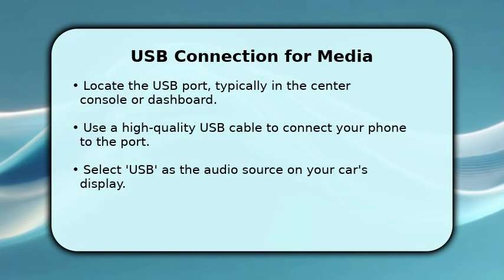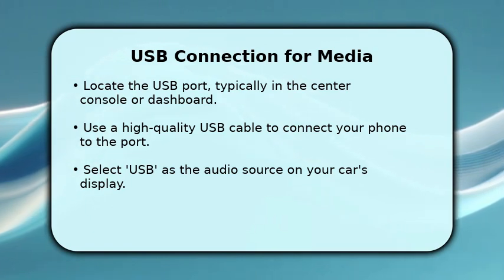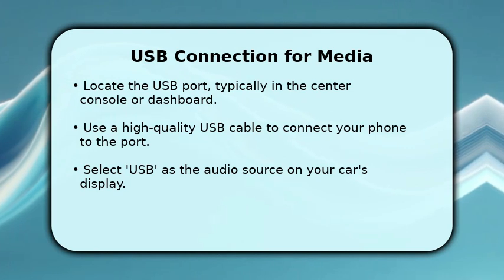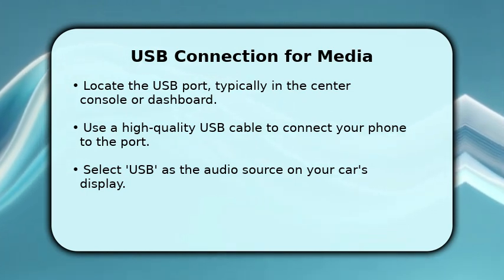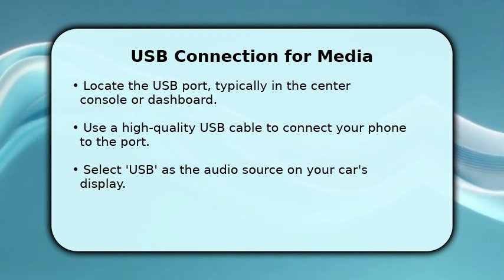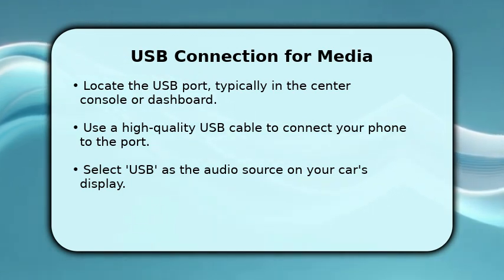Connecting via USB offers reliable charging and high-quality audio. Locate the USB port, often found in the center console or dashboard. Use a good quality USB cable to link your phone to this port. On your car's infotainment system, select USB as the audio source.